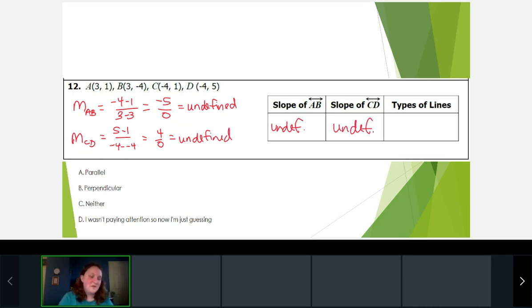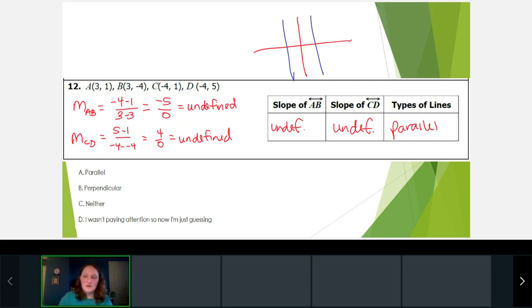Okay, well, if I have 2 vertical lines, they are parallel. They're both undefined. Since they are both undefined, they have the same slope. They're parallel. Or you could even think about, oh, I'm graphing 2 lines. Here's my coordinate. Here's a vertical line. Here's a vertical line. They will never intersect. They're parallel.